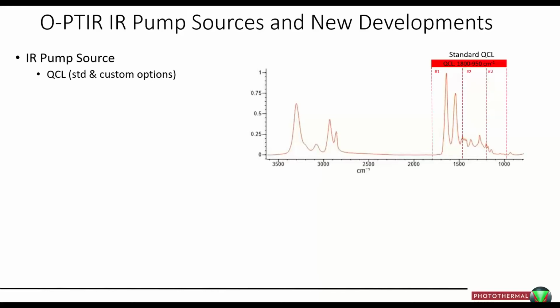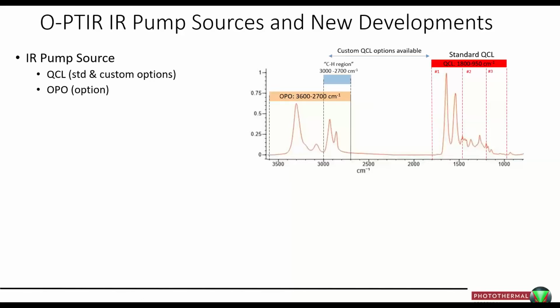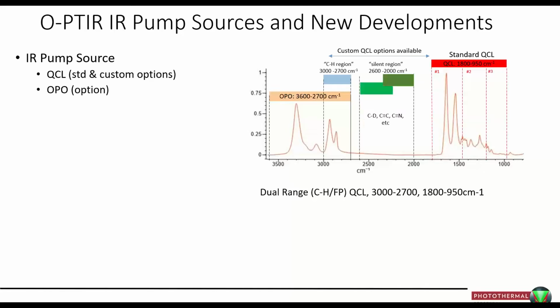So our standard QCL is 1800 to about 950, and that's a 3-chip device. These QCLs are made up of multiple chips, up to 4. We can also offer a high wave number OPTIR laser covering the OH and CH stretch region. But my favorite, if one wants to have a favorite QCL, would be this CH fingerprint QCL, I call it. The one that covers the CH stretch and the fingerprint in one device. So that's pretty new, and you won't find too many QCLs that do the CH region as well.